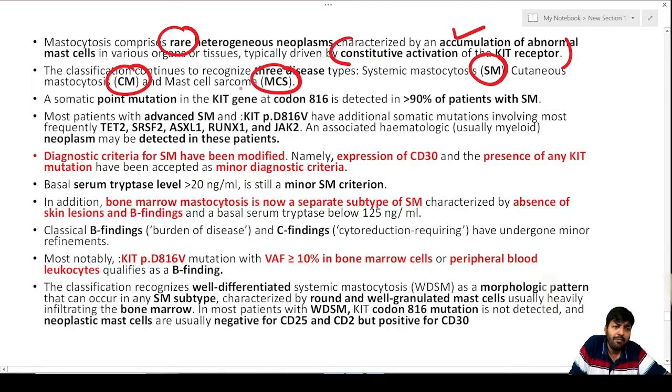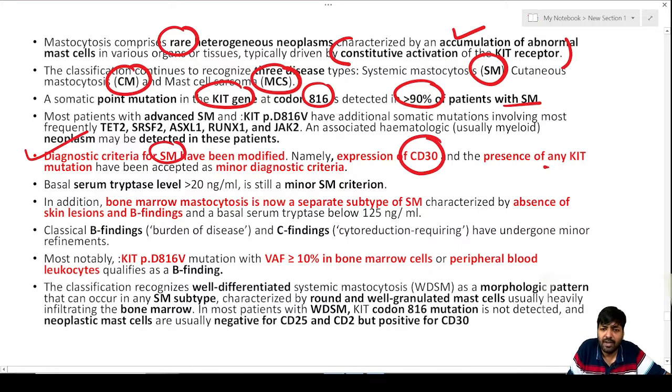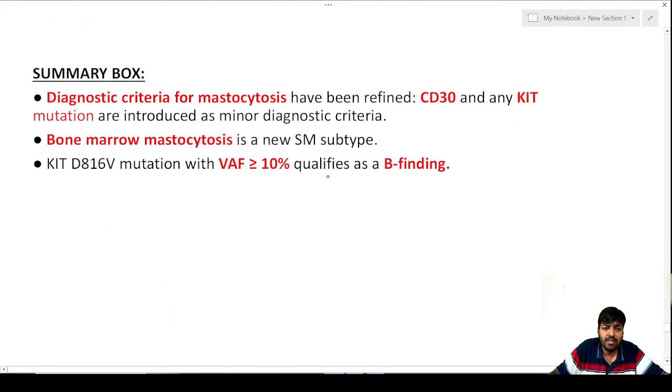A somatic point mutation in the KIT gene at codon 816 is detected in more than 90% of patients with systemic mastocytosis, just like in the previous edition. But what is very important, the diagnostic criteria for systemic mastocytosis have been modified. Namely, the expression of CD30 and the presence of any KIT mutation have been accepted as minor diagnostic criteria. Remember this, basal tryptase level more than 20 nanogram per ml is still a minor criterion for systemic mastocytosis.